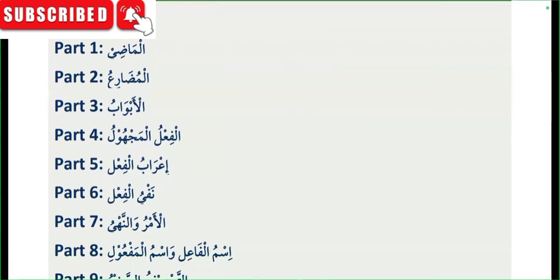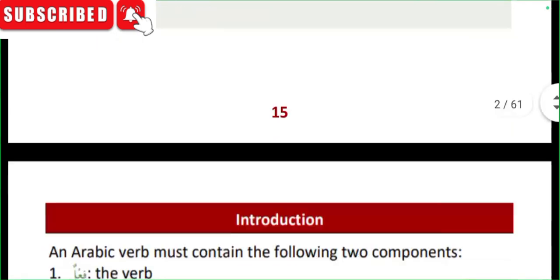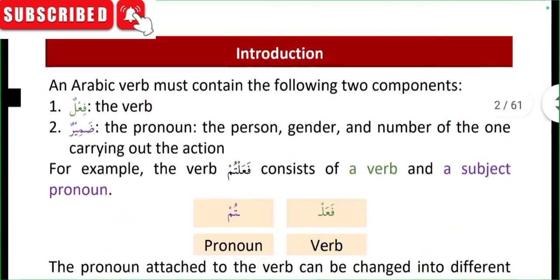فعل مجهول فاعله, either it is فعل مضارع مجهول or فعل ماضي مجهول. We have discussed them in detail. Then the next topic we are going to take today, part 5, which is إعراب الفعل. Before diving into today's concepts, let's have a quick look at what we have done until now.